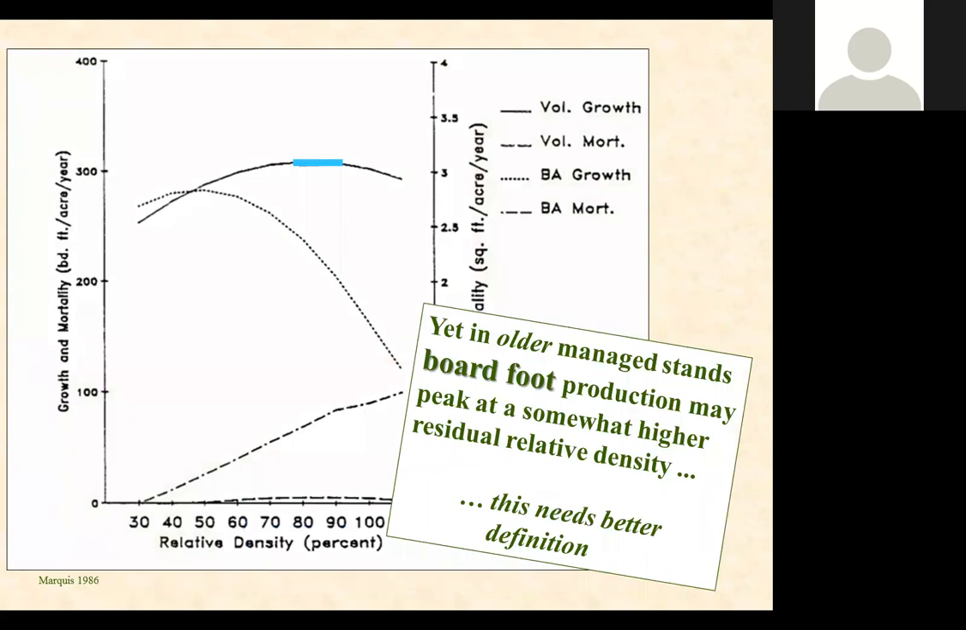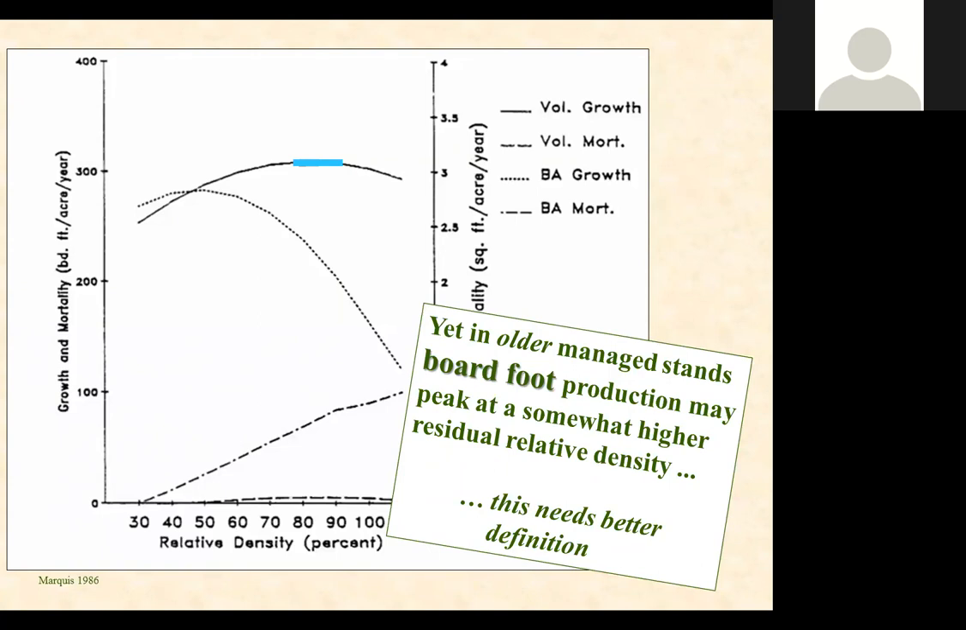Now there is one bit of evidence that we need to keep watching. Marquis reported on this, and there have been some hints from others. In fact, as Bill Lee began to modify his stocking guide through time, he pushed his B line up a little bit, perhaps around 70%. Marquis found that in older stands, with larger trees and greater board foot volume, any reduction in basal area below about 80% reduces the production that comes.